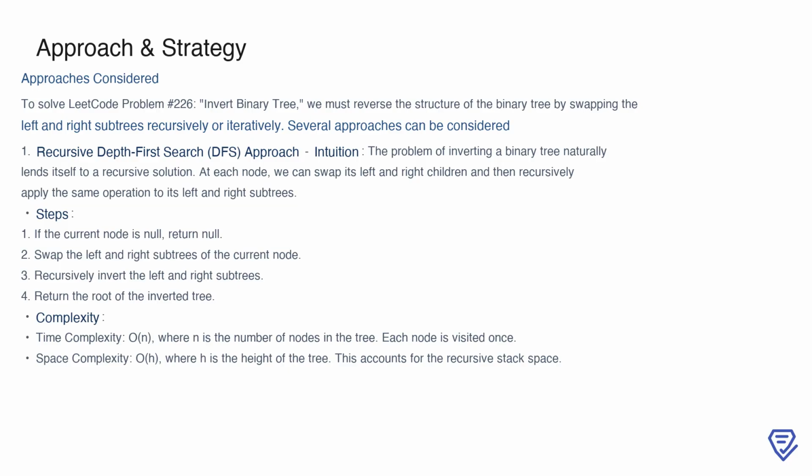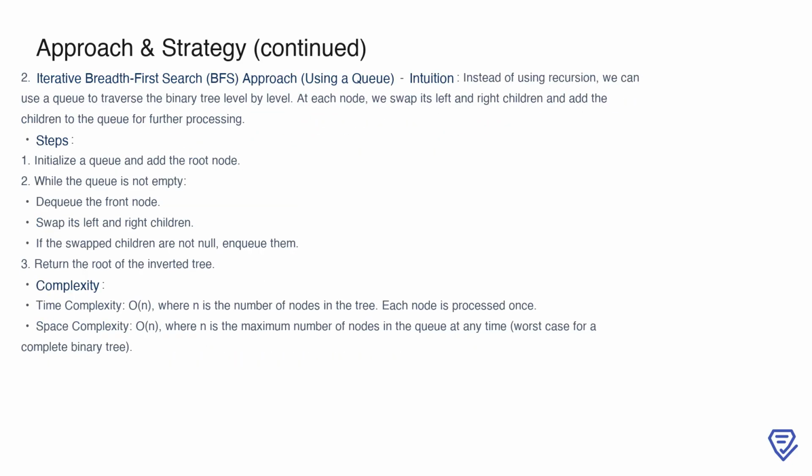Once all nodes are processed, we return the root of the inverted tree. In terms of complexity, this approach has a time complexity of O(n), where n is the number of nodes in the tree, since each node is visited exactly once. The space complexity is O(h), where h is the height of the tree, as this is the space required by the recursive call stack.